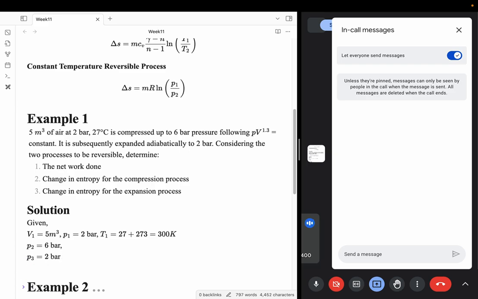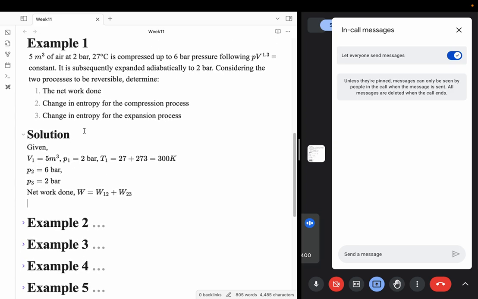So there are two processes, and to calculate the net work done, we write W 1 to 2 and W 2 to 3. So there are these two works that we have to calculate. 1 to 2 is a polytropic compression process, and 2 to 3 is an adiabatic expansion process. So what is the expression for work done in a polytropic process?